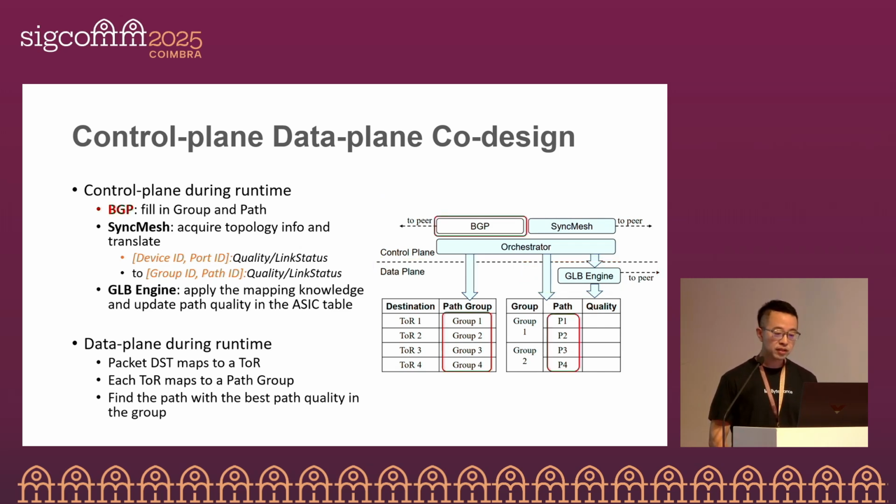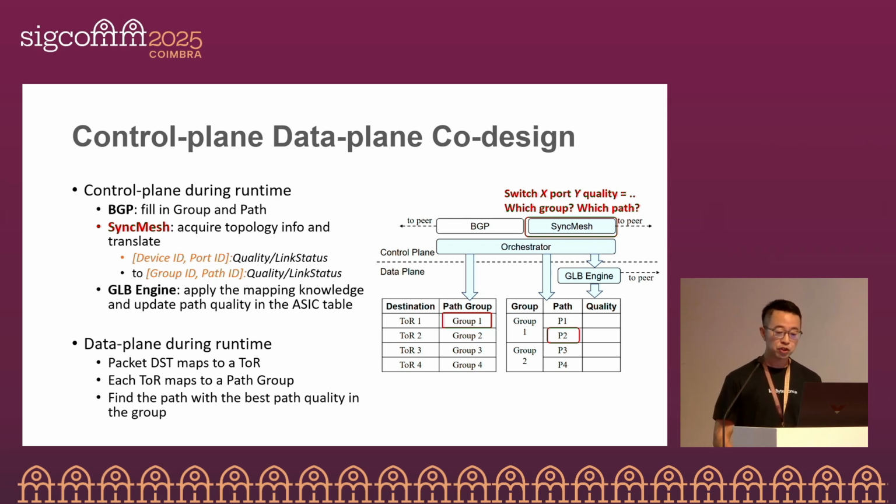So during runtime in the control plane, BGP is responsible to fill in the path group and the path values in the 2 ASIC forwarding tables. And sync mesh, on the other hand, is responsible to communicate with other sync mesh residing in other switches to acquire the topology information, and translate the switch ID and port ID within the GLB messages into the group ID and path ID in the ASIC table, so that later GLB engine can fill in the quality values in the right position.